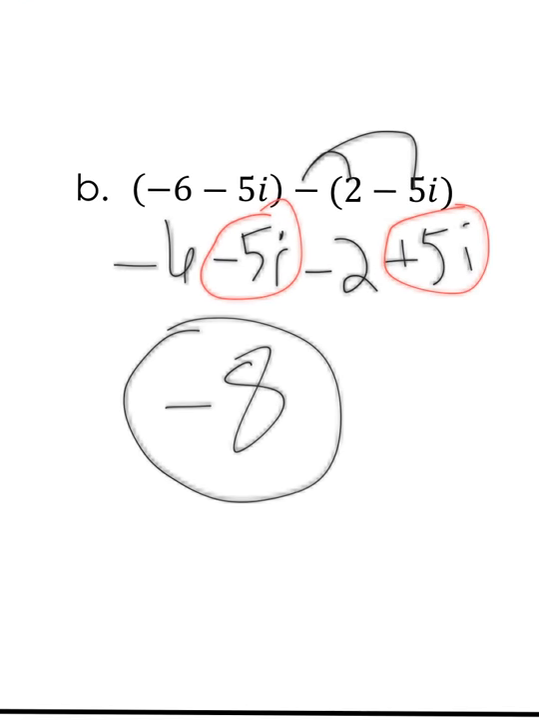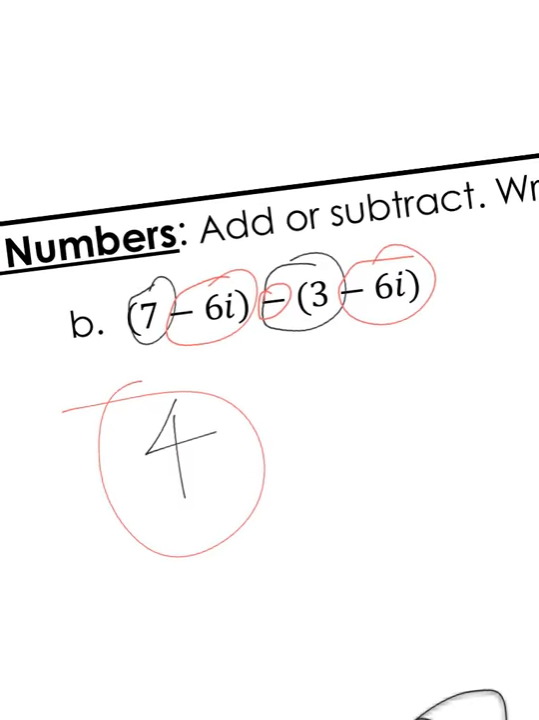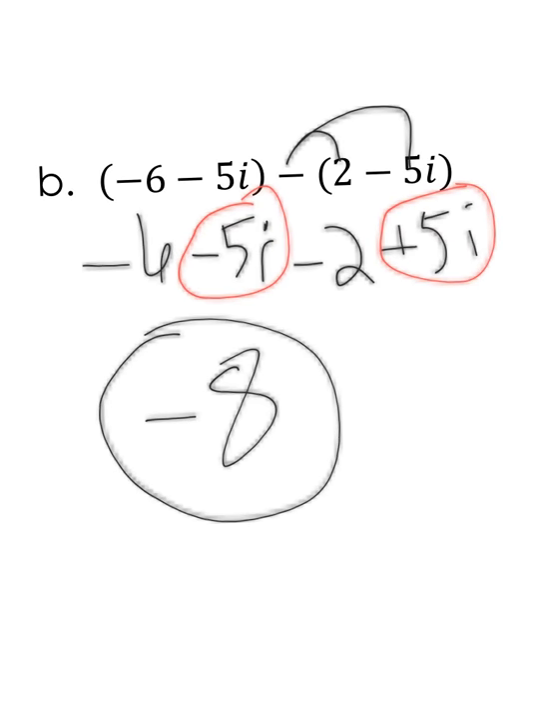B. I wrote it a little differently. Maybe I did it too simple up here. So I distributed the negative, and then I rewrote it. So I got negative 6 minus 5i minus 2, and then it becomes plus 5i. So I have negative 5i plus 5i. That makes 0 again. So negative 6 minus 2 is negative 8.